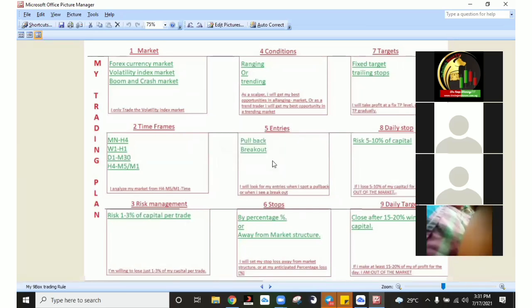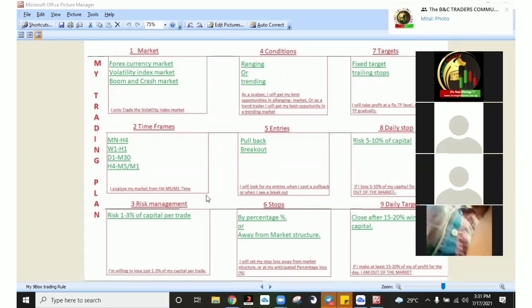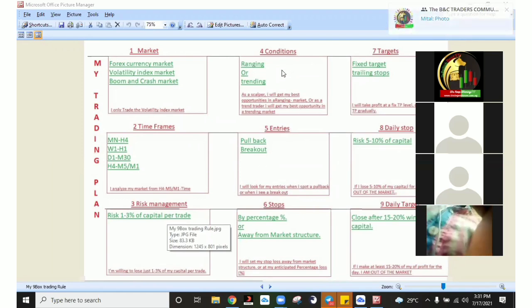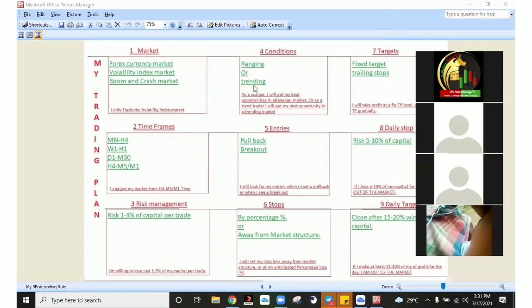Number 5, your entries. Now, after that, you have figured out the market you want to work on for the day. You have figured out your time frame to make your analysis. You've done your analysis and everything. You've figured out how much you want to lose, and where you want to set your stop losses. You figured out whether you want to trade a ranging market or a trending market. All right. Then you get to number 5.